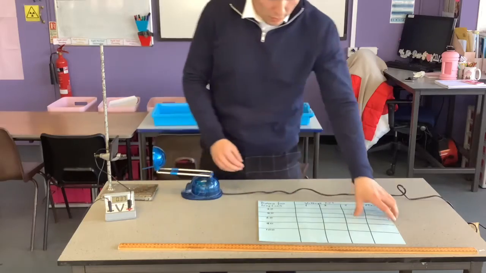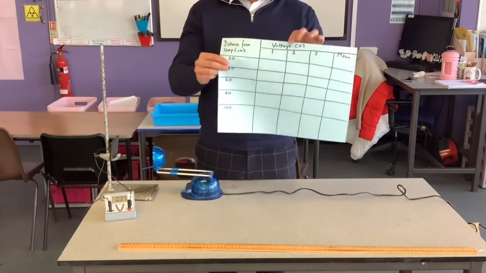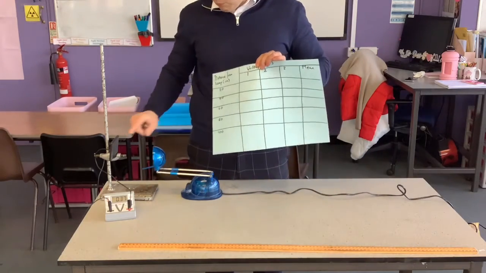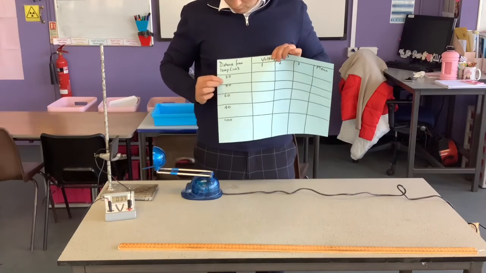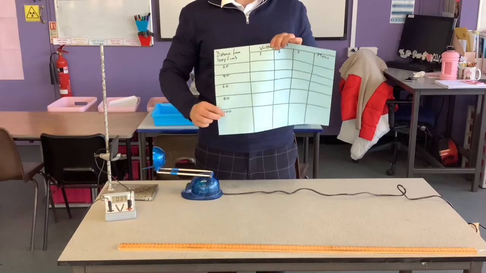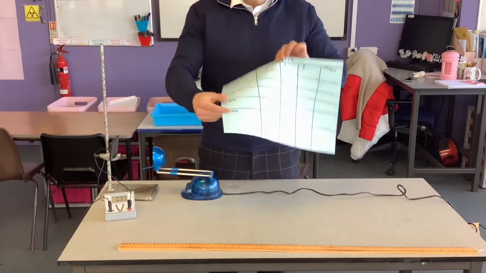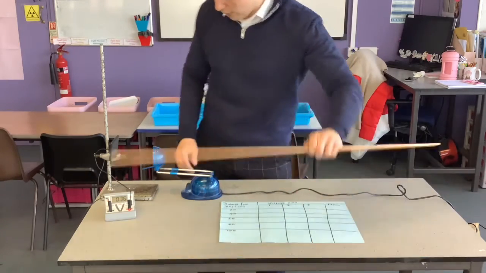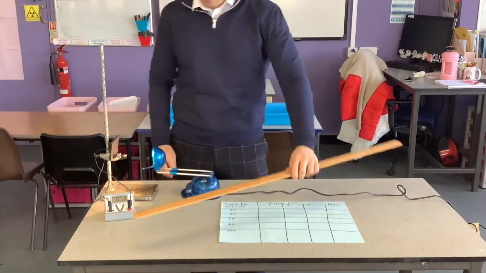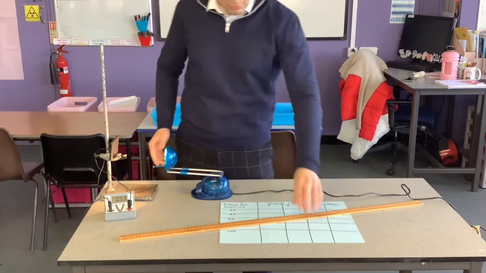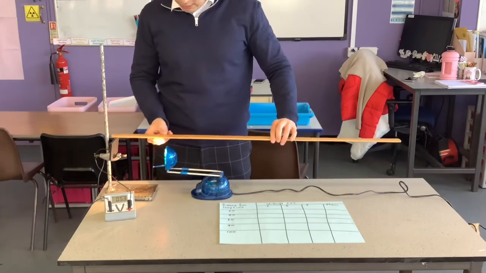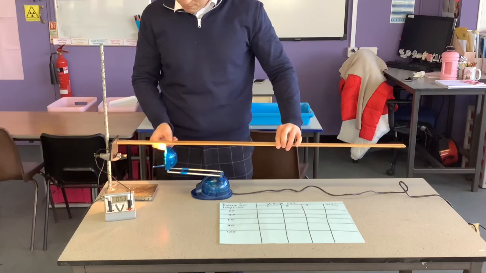So first thing, I've got my table of results. I'm going to move my lamp far from the solar panel a distance of 20, 40, 60, 80 and 100 centimetres. Okay, so let's start off. I'm going to turn my lamp on and then I'm going to measure out my distance with my meter ruler.